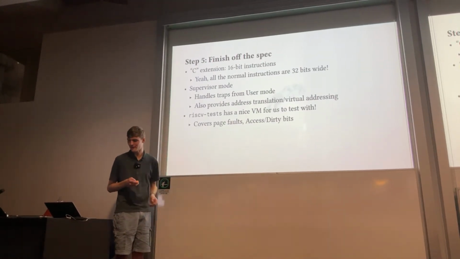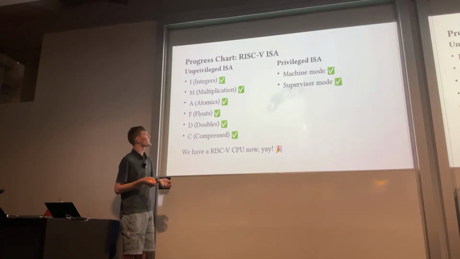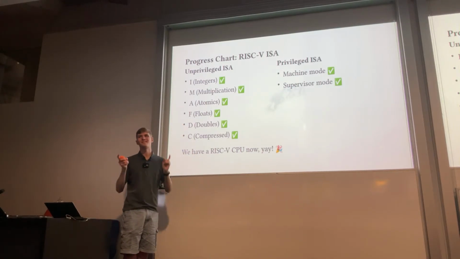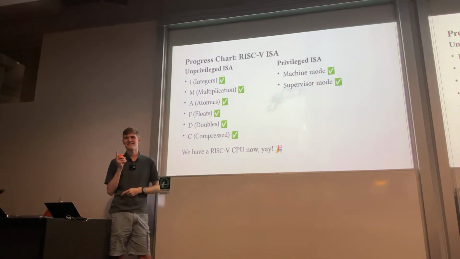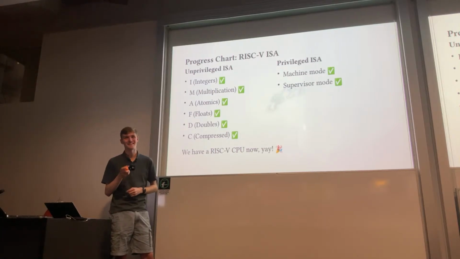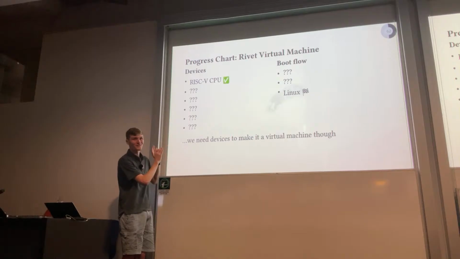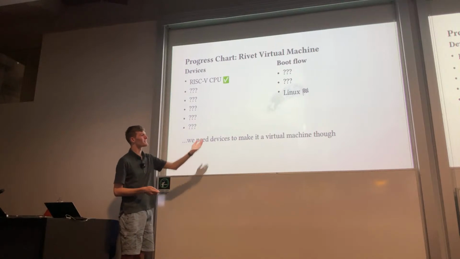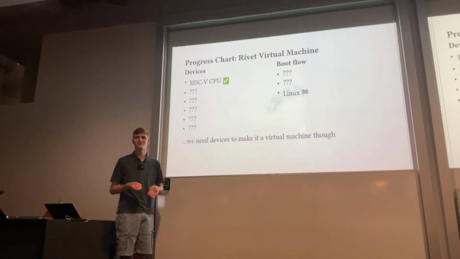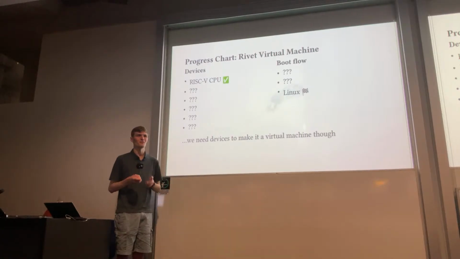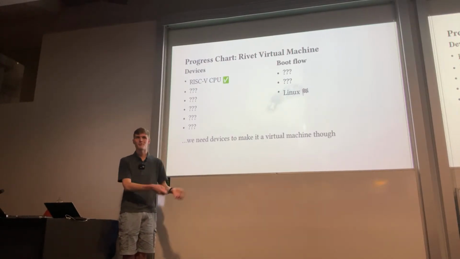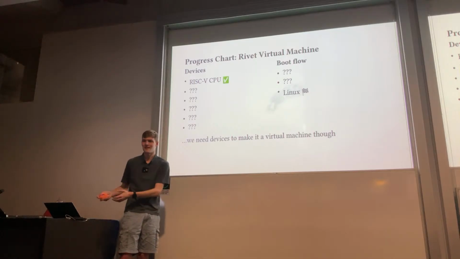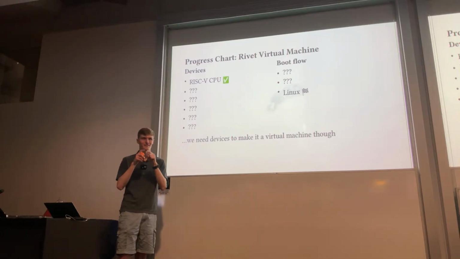So, glossing over all that, we have a RISC-V CPU now. Yay! But this is only step 5. I promised 10 steps here. We still have a whole lot of devices to implement before we have a virtual machine. Because Linux can't talk to us right now, not from just this bare CPU. All it can talk to is main memory. It can't talk to the internet. It can't even print us little characters onto a serial port because it doesn't have a serial port.